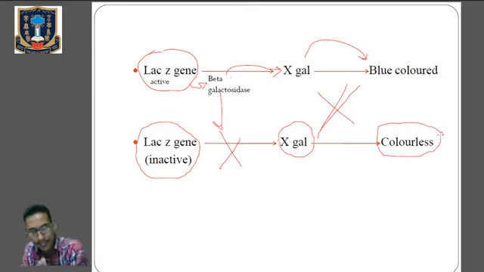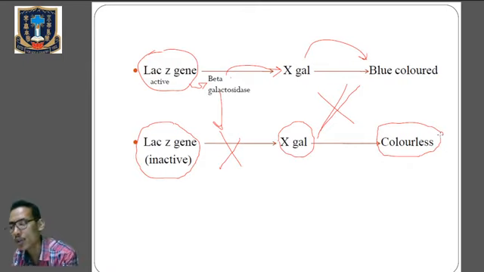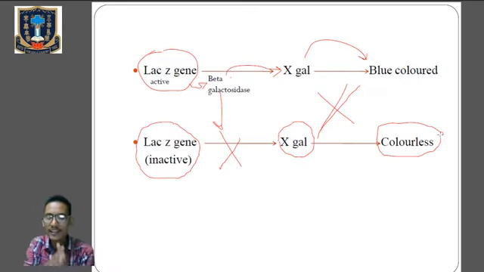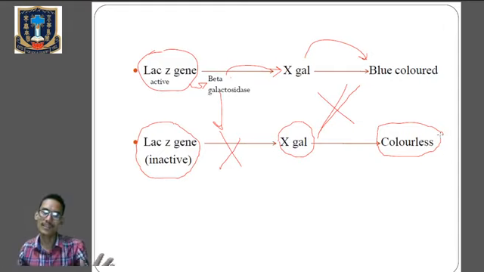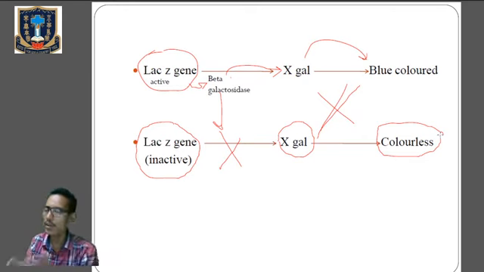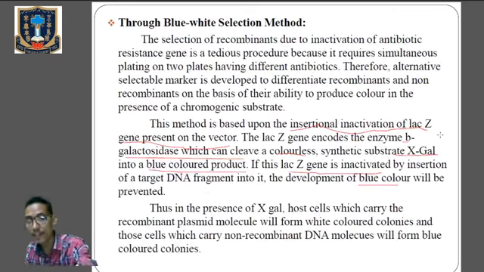So from here, can we differentiate the recombinant bacterial cells and the non-recombinant bacterial cells? Yes or no? Obviously yes, we can differentiate them. Simply, recombinant cells will not impart the blue colored colony, because if the LacZ gene is inactive, it will not produce the enzyme beta-galactosidase, and that enzyme will not cleave the substrate X-gal to produce the blue colony. It will simply produce the white colony, or become colorless. So in this way we can differentiate between the recombinant and the non-recombinant bacterial cells.